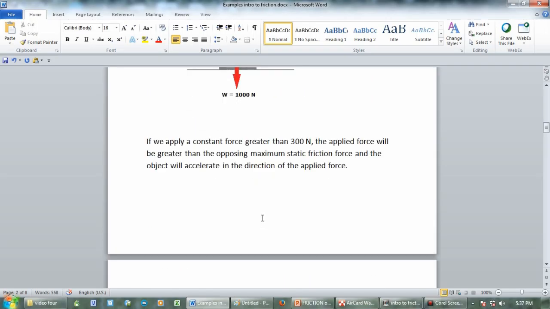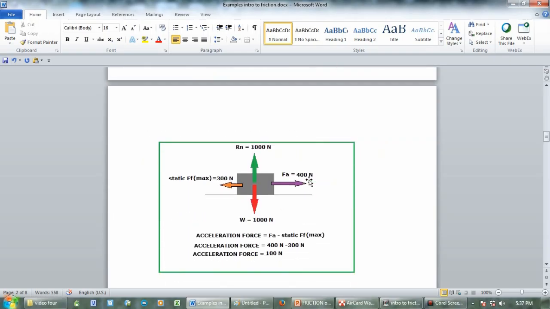If we apply a constant force greater than 300 newtons, the applied force will be greater than the opposing maximum static friction force, and the object will accelerate in the direction of the applied force. So in the diagram here, we have an applied force of 400 newtons. Our maximum static friction force is 300 newtons. So if we kept applying the force of 400 newtons, the object would start to slide and then accelerate. The acceleration force would be the difference between the applied force and the maximum static friction force.